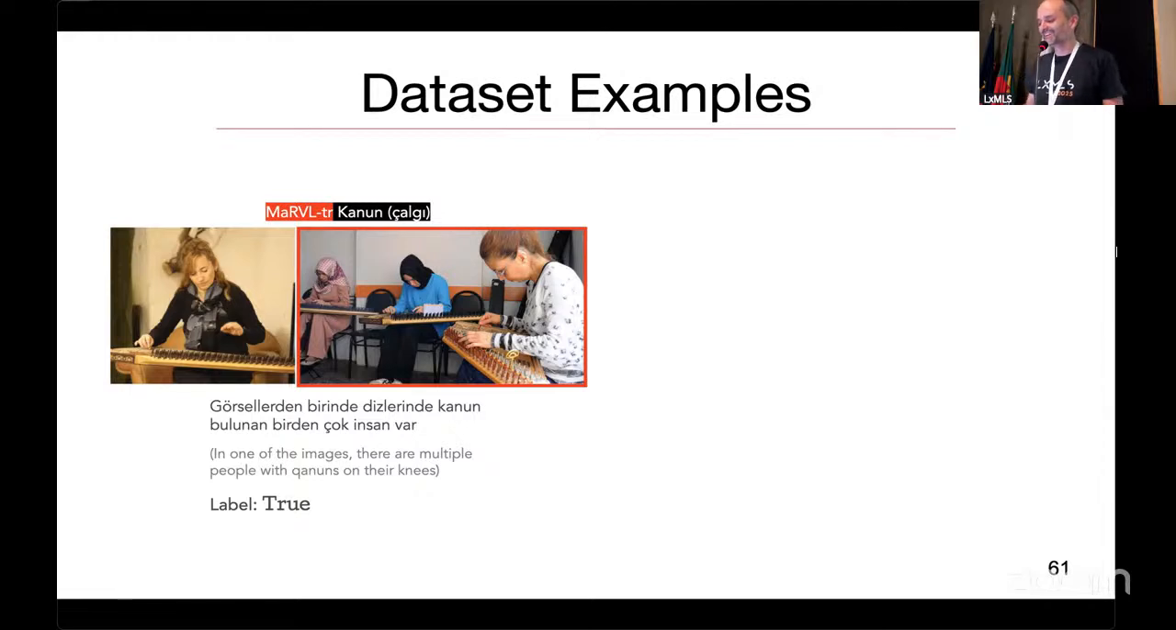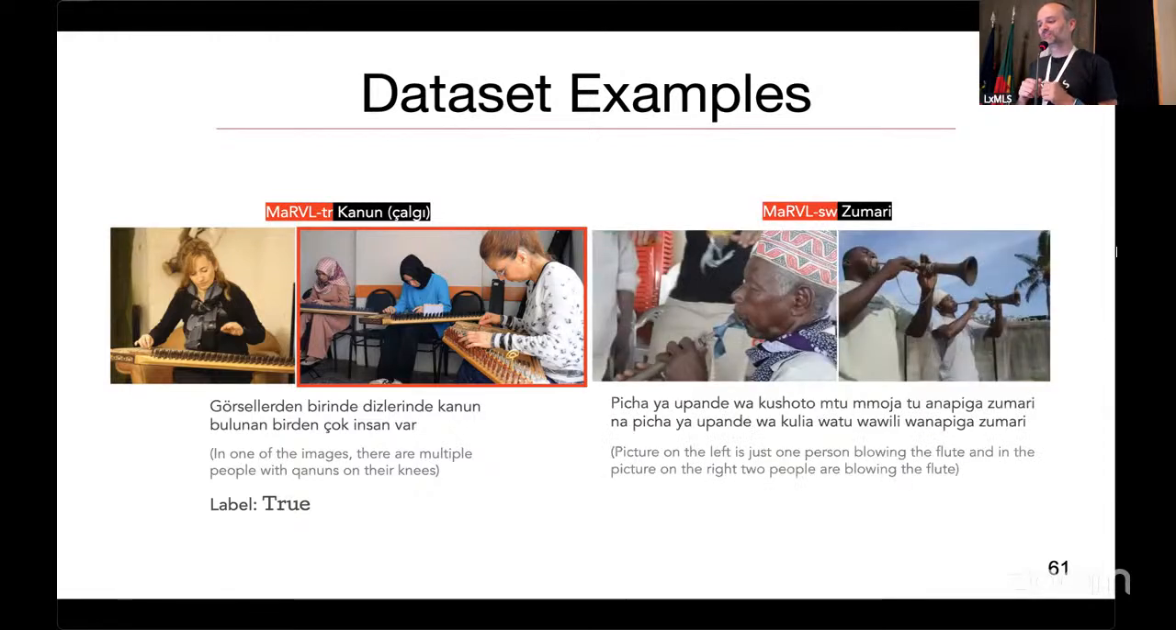Okay. So the second example here we have is a Zumari. Are there any Swahili speakers? No, not today. So the statement is that in the picture on the left, there's just one person blowing a flute, and in the picture on the right, there are two people blowing a flute. And the only way this can be correct is if the sentence is true. It actually is. This is a type of flute.